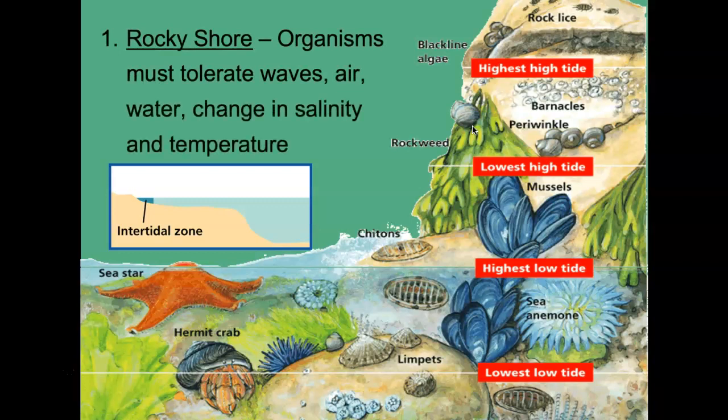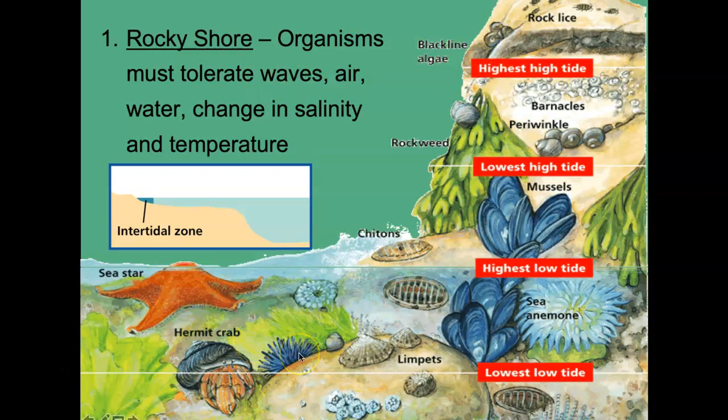So the intertidal zone is going to be the area that is closest to the shore. It's going to be between the tides. That's literally what that means. So that's going to include a few different habitats. The rocky shore is one of them. So organisms you might find at the rocky shore may look kind of like this.